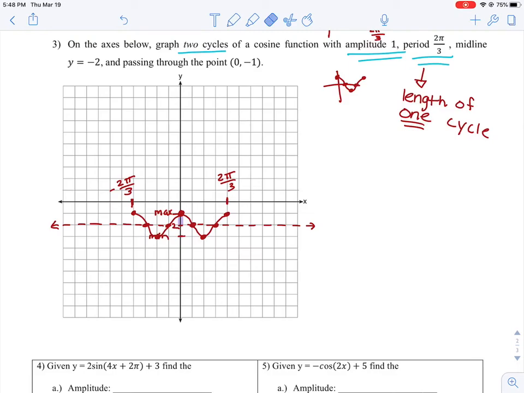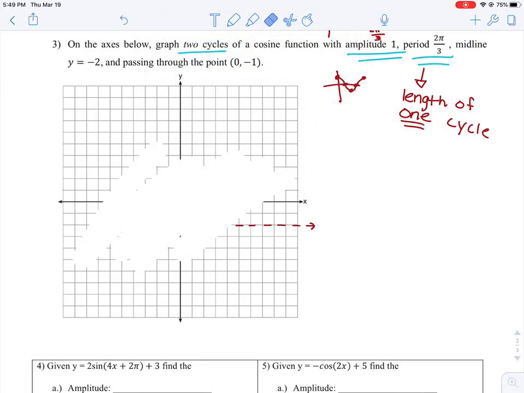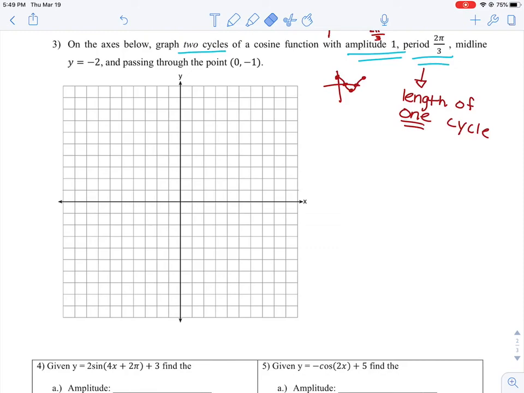I'm actually going to completely erase this and just show you guys another way or another approach of how you could do this. But I think this is the easiest way, not trying to get stuck on that phrase period. Period just tells me the length of 1 cycle. So here was my 1 cycle, and this distance is 2 pi over 3. So I'm going to try one more way just to kind of show you different options on which you can do this. So I'm going to set everything else up the same. I'm actually going to count by 2 boxes. So this looks a little bigger. So this is -1. This is -2. I know my midline is here at -2.